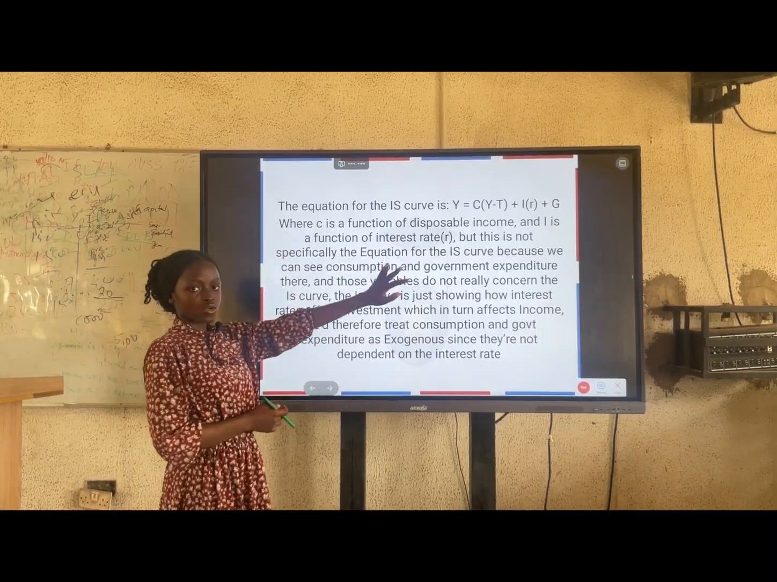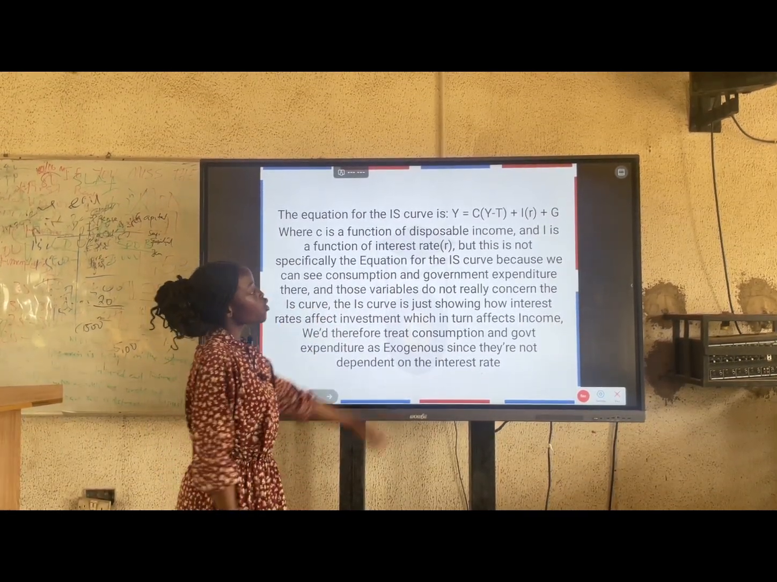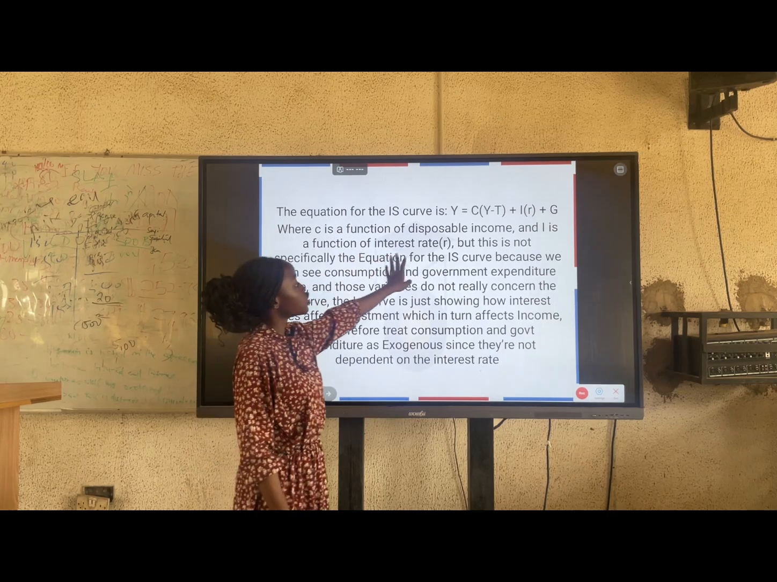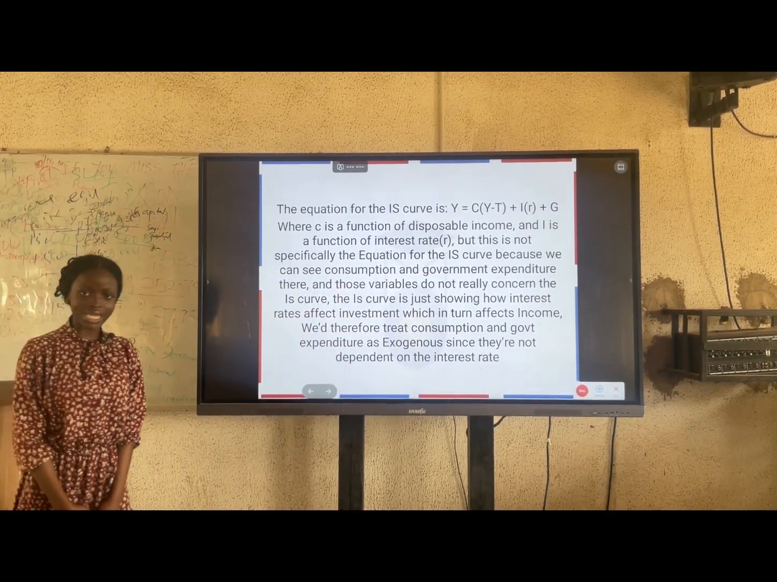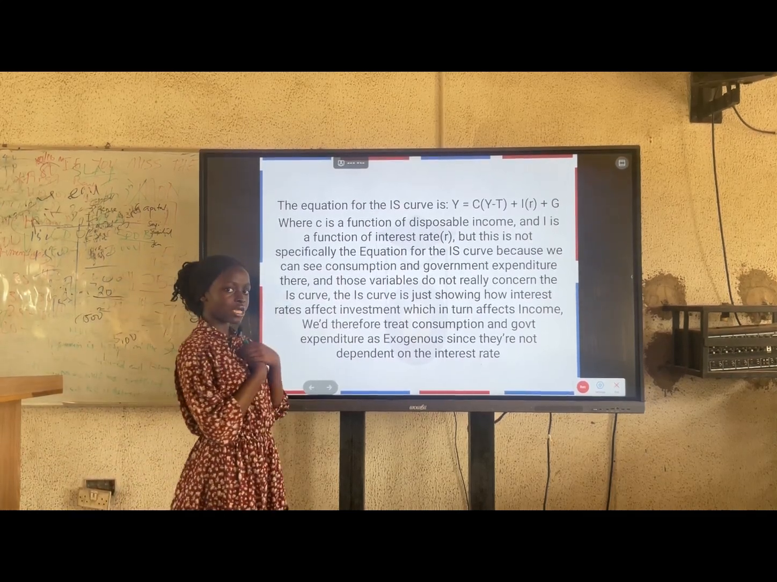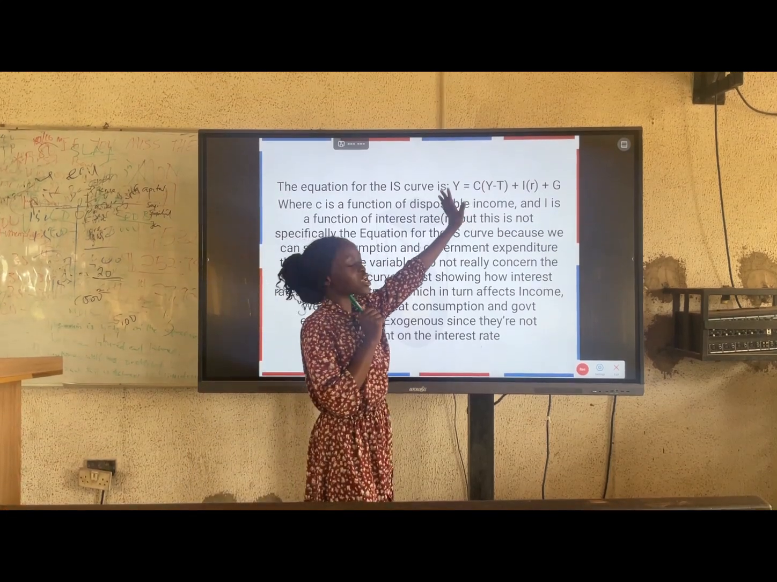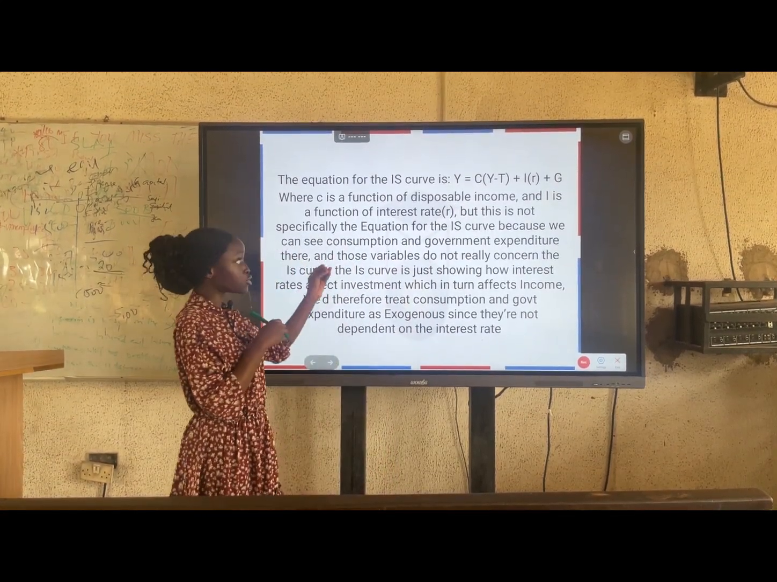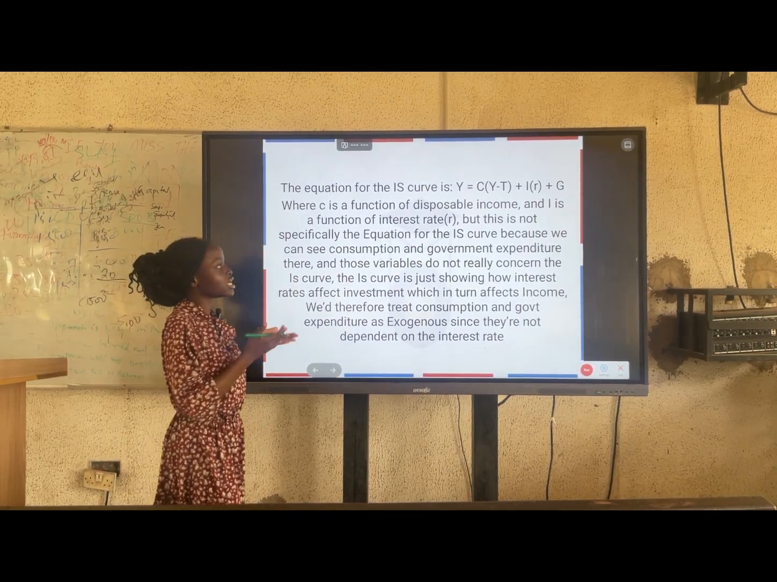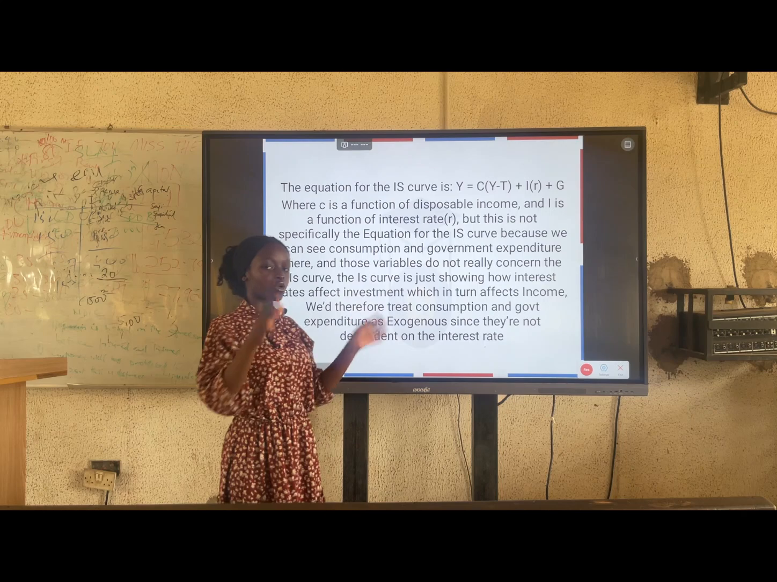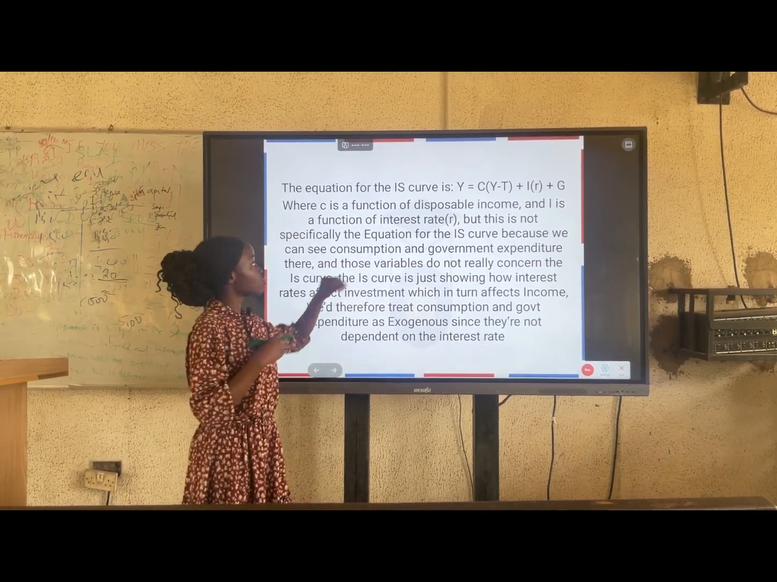This is the equation of the IS curve. The Y represents income, C represents consumption. So here we can see Y minus T. C is a function of disposable income. What do we mean by disposable income? Disposable income is the income an individual has after paying tax. So this can be represented as Y minus T, which is income minus tax. Your consumption is a function of your disposable income because you can't say your consumption is a function of your income, because you don't have all of the income to yourself. You have to pay tax. So after paying tax, the money left is called the disposable income.